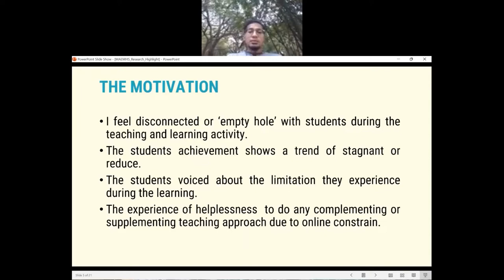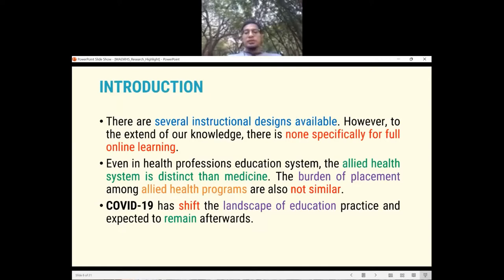As previously mentioned, there are several instructional designs, but not specifically for online learning. And then even the allied health system is distinct from medicine, where, for example, nursing and other allied health impose a semester-based system compared to medicine, which imposes the block system. This, again, gives dissimilarities, so we cannot directly adopt whatever we have from the existing literature.